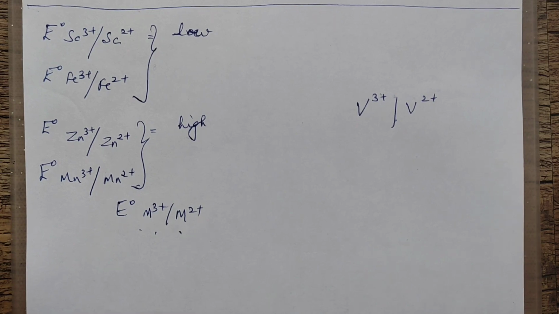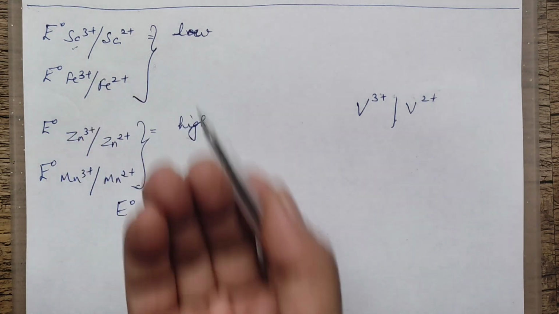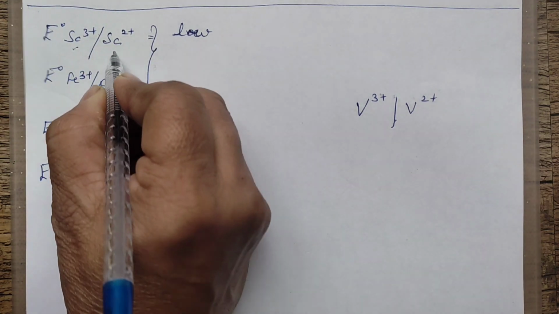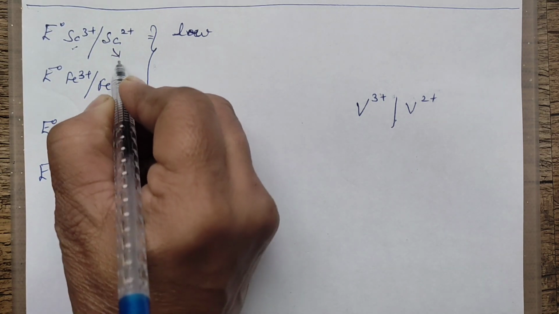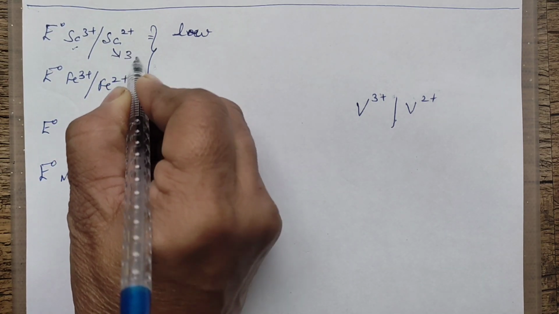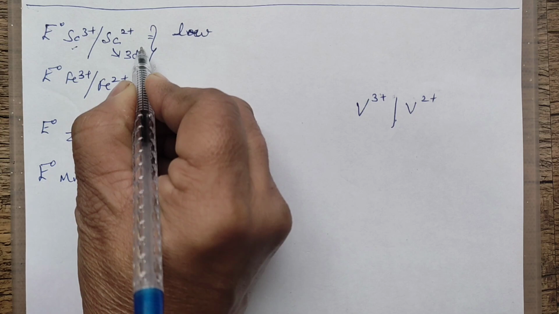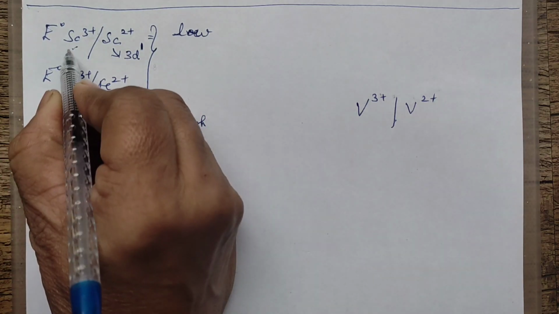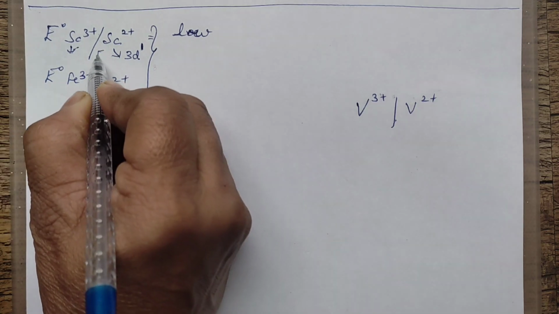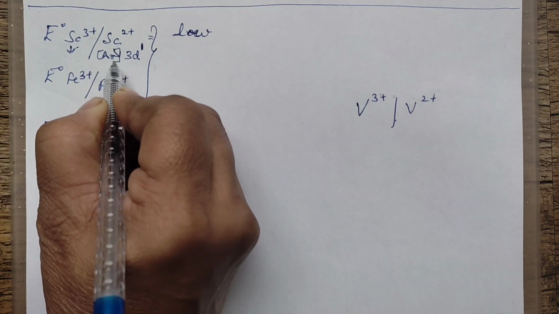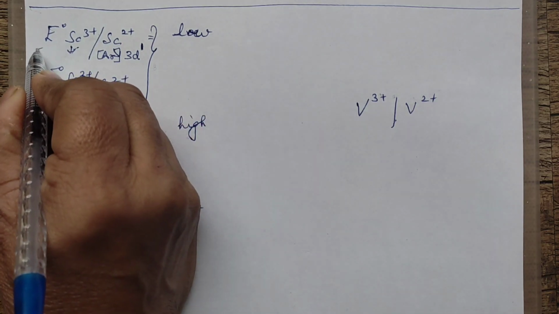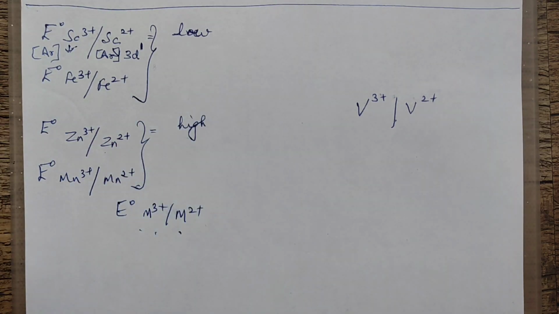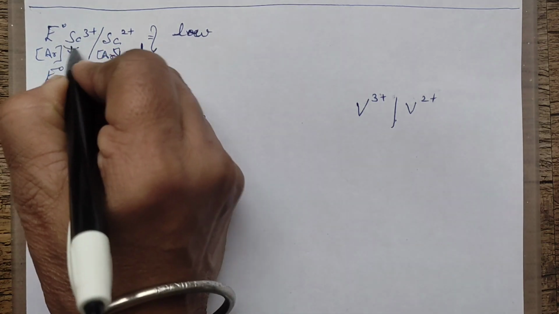Now let's talk about scandium. For these two, you can just write the configuration and decide. When 2 electrons are lost, it is argon and 3d1. And in the other one, it is only argon. So obviously for them, which is more stable? The argon configuration. So this is more stable.